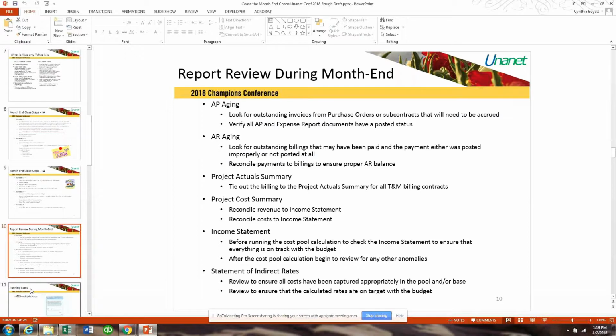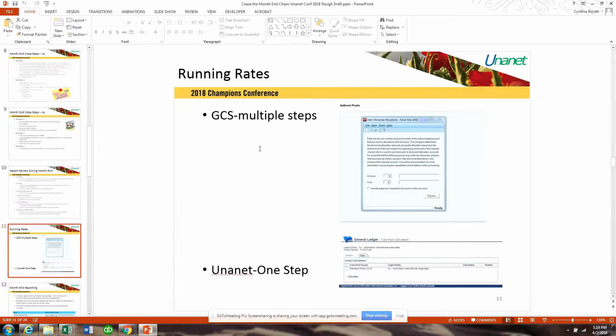So running rates for us was a huge deal. In GCS, of course, everyone had to be out of the system. It took like an hour and 15 minutes. So literally, we had 7 divisions. We had 7 pools. Of course, you have to, in GCS, click each division, click each pool, and run them one at a time. In Unanet, I literally click the one button that says standard pools and tell it to calculate, and I'm done. And no one gets out of the system while I'm doing it. To us, it was a great improvement.